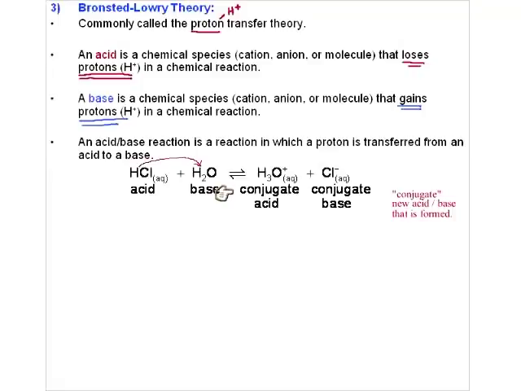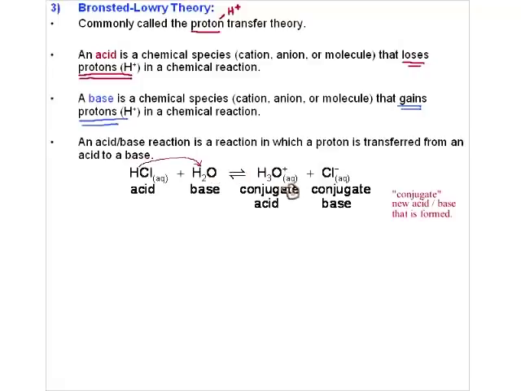Now, they come up with a new set of terms here. They call this the conjugate acid and a conjugate base. And basically what conjugate refers to is the new acid or base that's formed. Now look at the double arrow here. This is indicating that the reaction can reverse itself and go in the other direction.